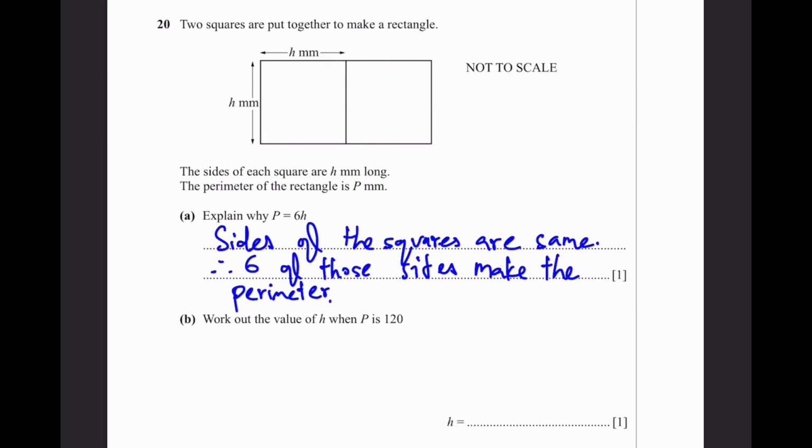B. Work out the value of h when p is equal to 120. If p is equal to 6h and p is equal to 120, then 120 equals 6h. That means h is equal to 120 by 6, which is equal to 20. That's the answer.